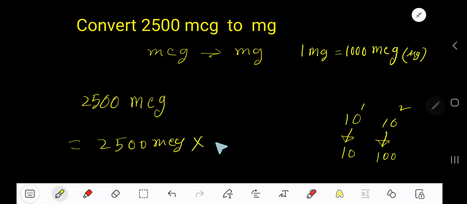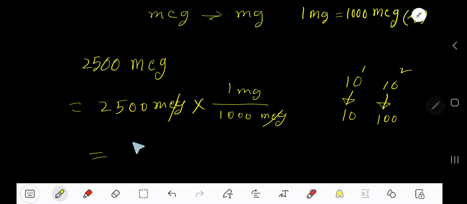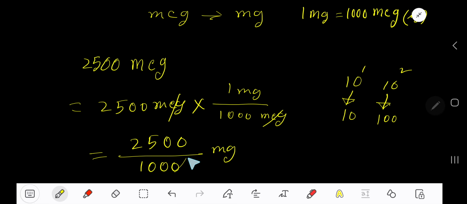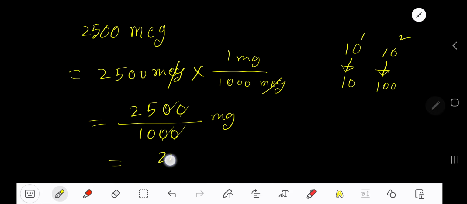To cancel the microgram part, this part of the equation will be the denominator, so that I can cancel. This part will be the numerator. So this 1000 milligram, cancel that 0, that 0, that 0, that 0. So we are getting 75 divided by 10 milligram.